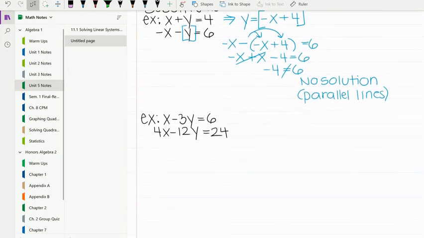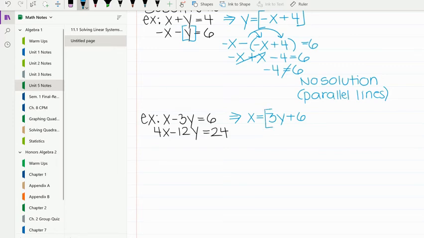So I am going to go ahead. This is actually a good example for why we would want to use the first equation. So we could use the second equation, but it's going to make it a little bit more complicated to solve for either x or y. So I'm going to use the first equation because it's easy to solve for x. So to solve for x, I would just add 3y to the other side. So I get x equals 3y plus 6.